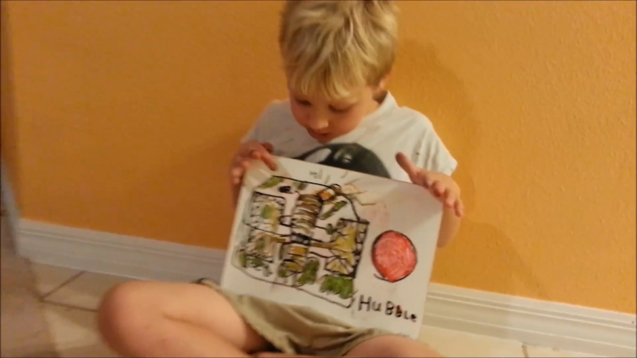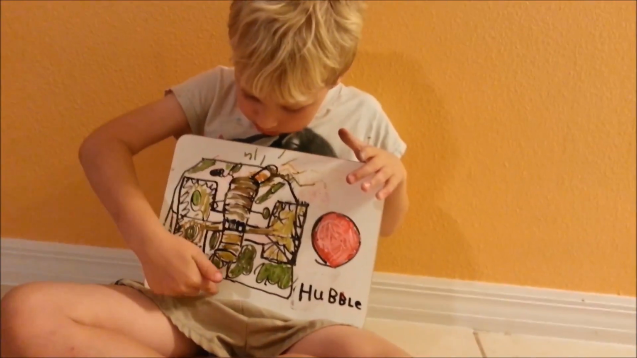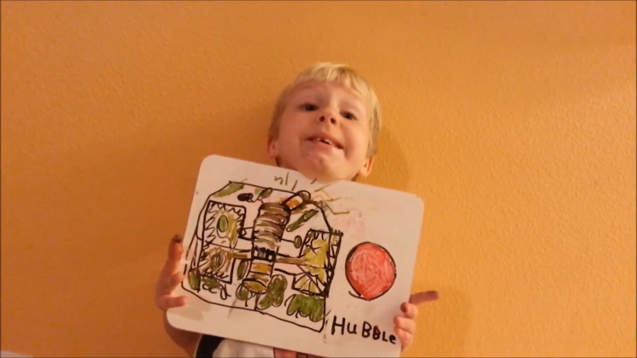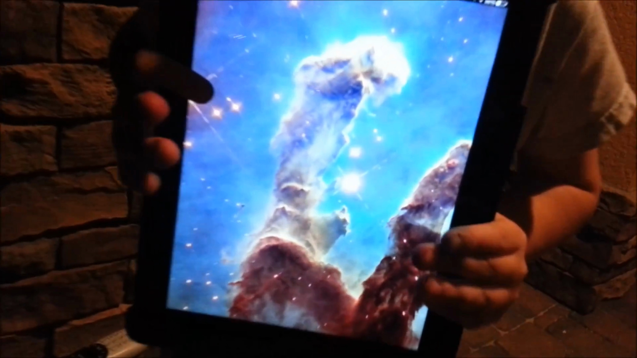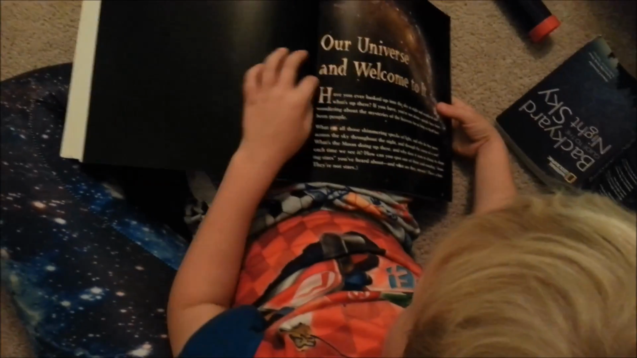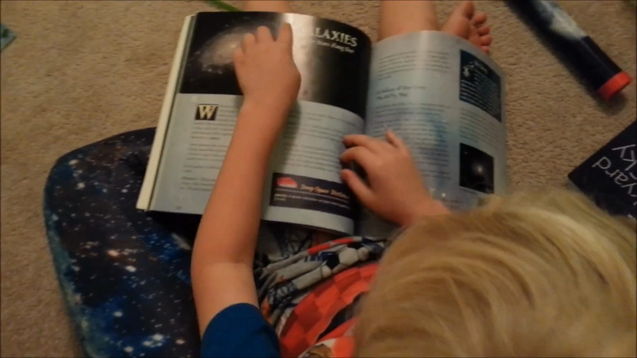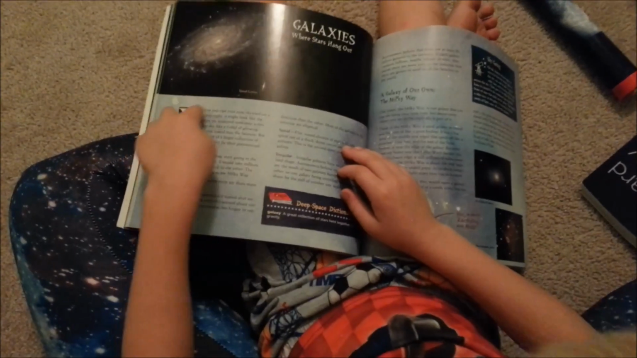When we're looking in space, we're looking back in time. It's like having our own time machine. It shows us how stars are born. Seeing stars tells us how far away galaxies are.